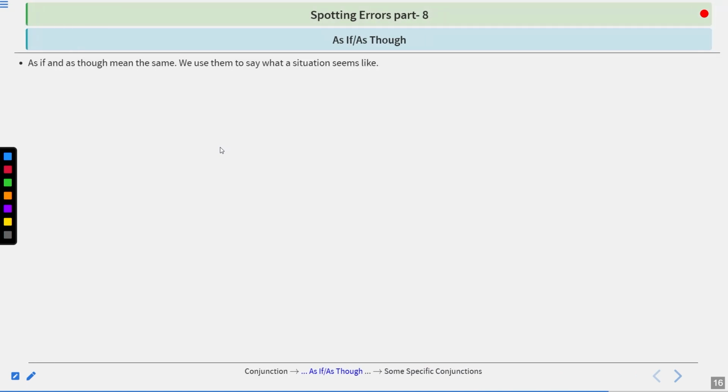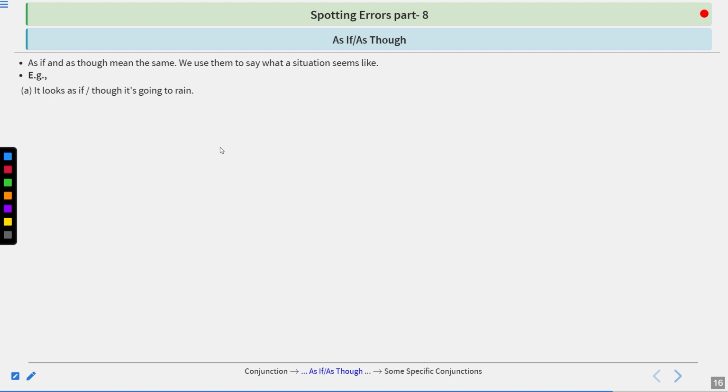As if, as though. As if and as though mean the same. We use them to say what a situation seems like. We use as if and as though for supposition. It looks as if, as though it's going to rain. In informal English, we use like instead of these two. It looks like it is going to rain.